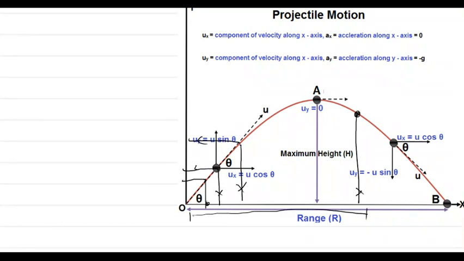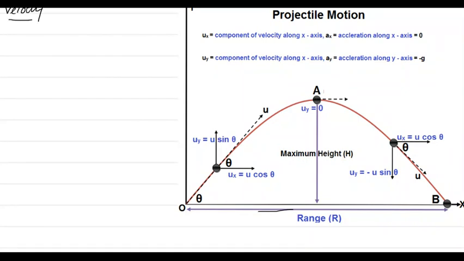till here to here is x, and here to here is y. So it means that the object is covering distance horizontally and vertically at the same time. That is one thing. The second thing is, now we will talk about the velocity. Very important. It needs your full concentration, the velocity.